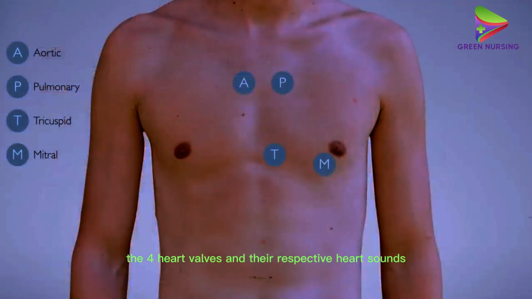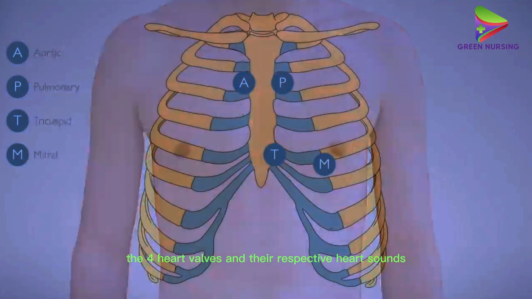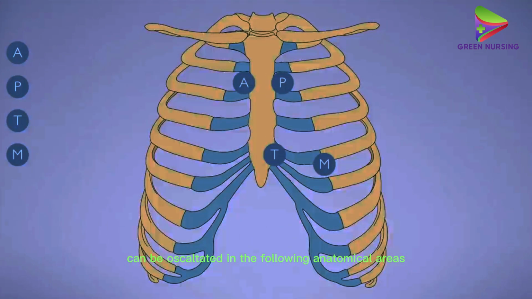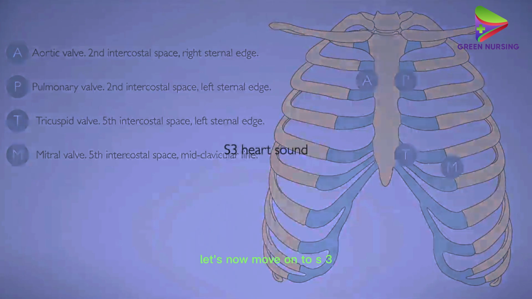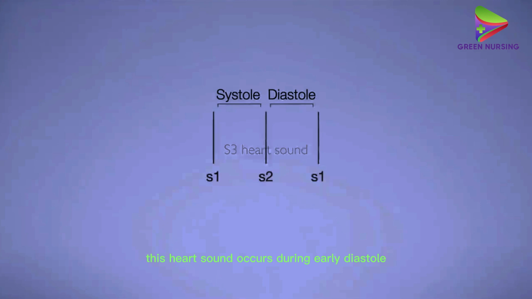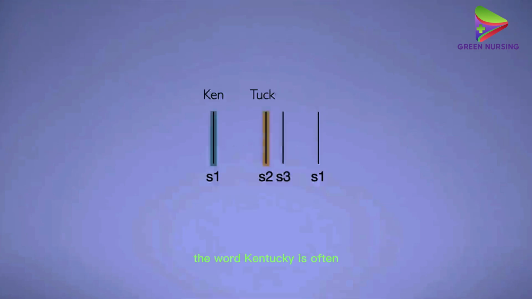The four heart valves and their respective heart sounds can be auscultated in the following anatomical areas. Let's now move on to S3, otherwise known as the third heart sound. This heart sound occurs during early diastole, just after S2. The word Kentucky is often used to illustrate the timing of the third heart sound in relation to S1 and S2. Let's add in the heart sound so you can appreciate this better.